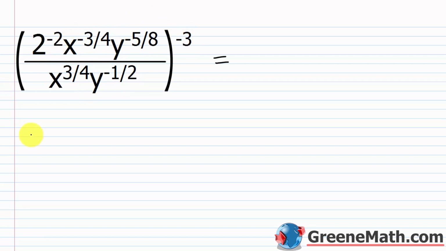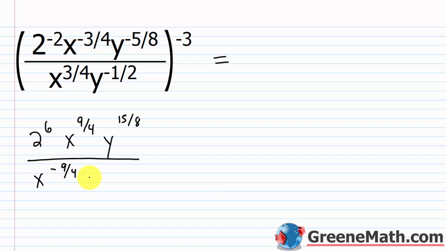So I'm going to have 2 raised to the power of negative 2 raised to the power of negative 3. 2 stays the same. Multiply exponents. Negative 2 times negative 3 is positive 6. Then I have x, which stays the same. Negative 3/4 times negative 3 would be positive 9/4. Y would stay the same. Negative 5/8 times negative 3 would be positive 15/8. This is over. Same thing applies in the denominator. We have x there that stays the same. 3/4 times negative 3 would be negative 9/4. And then you have a y, and then negative 1/2 times negative 3 would be positive 3/2.